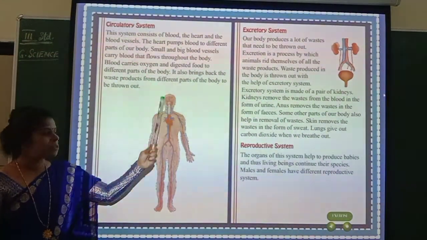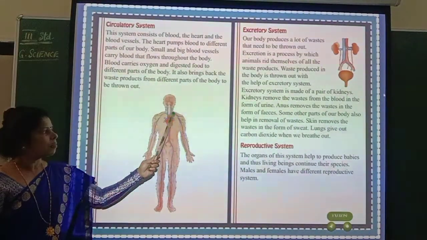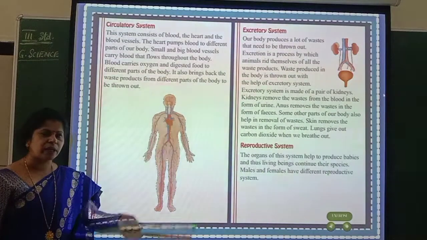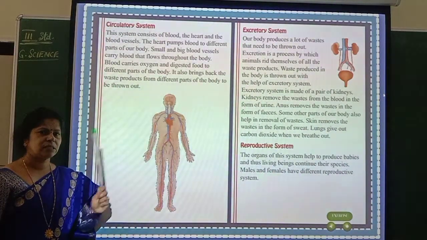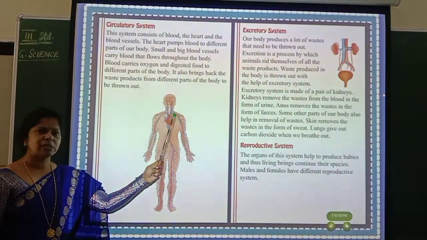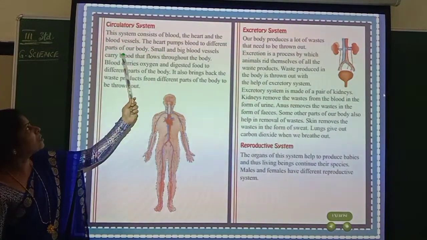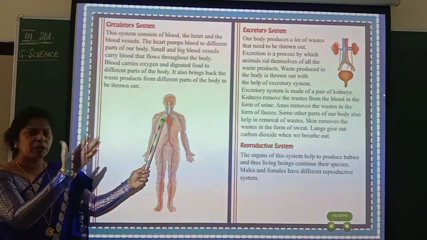So like this, you can see the circulatory system. What does it consist of? Heart, blood vessels, and inside the blood vessels, what is being transported? That is the blood. So these three things: heart, blood vessels and blood. Now, the heart pumps blood to different parts of our body. So what is it doing? It is going on pumping.